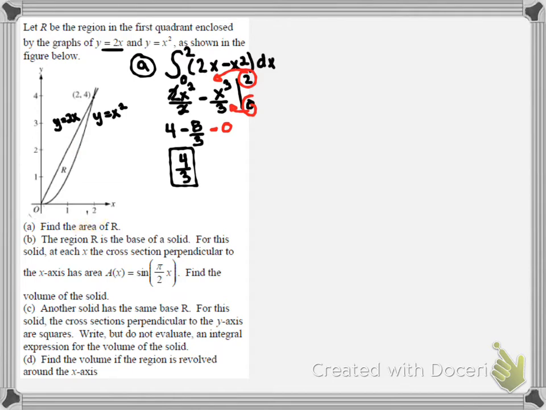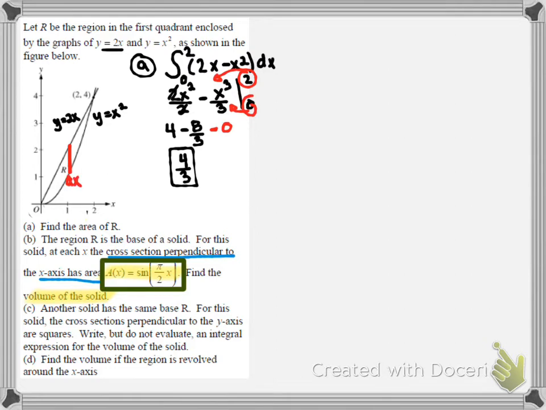For part B, it tells us that the region is the base of the solid. For this solid, each cross-section perpendicular to the x-axis has an area of sine of pi over 2 x. We need to find the volume of the solid. So we don't know what kind of figure this shape is or what's on top of my base. All I do know is that it's perpendicular to the x-axis, so it's going to be vertical, so that means it's going to be a small change in x.